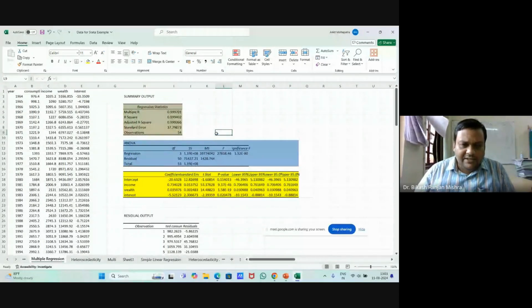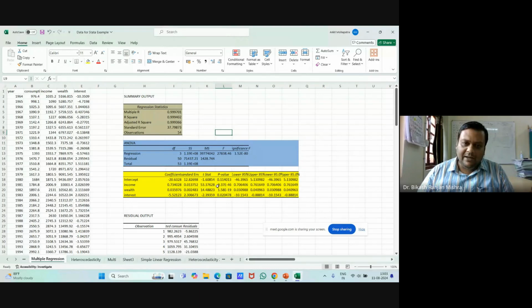Now, as you can see, there is no difference in the first part and the second part compared with the previous simple regression. The only difference is in the third part, because earlier there were only two terms, the intercept term and weight, as weight was the only independent variable. Now, because we have gone for three independent variables, along with the intercept term we find income, wealth, and interest terms. That is why this table seems bulkier than the previous analysis. Otherwise, it is the same.